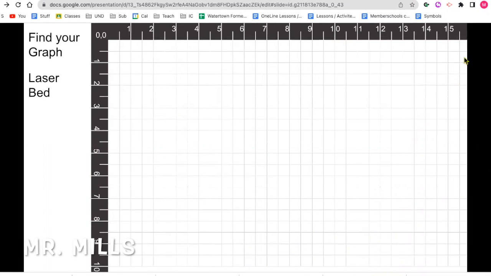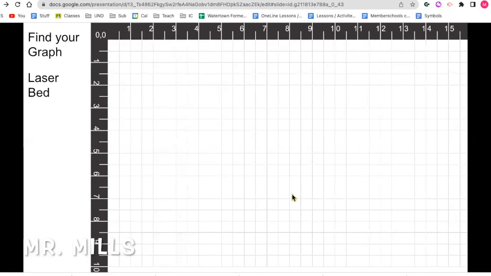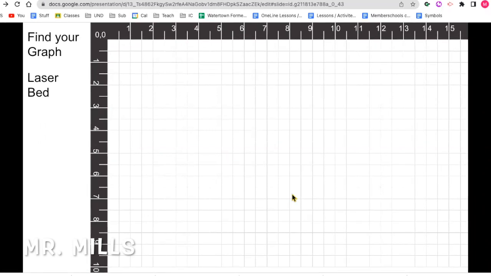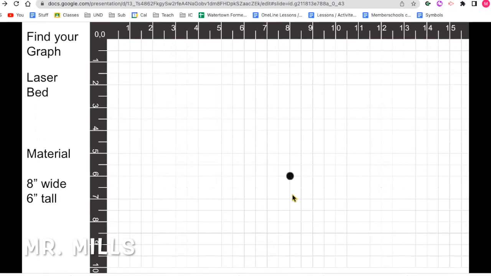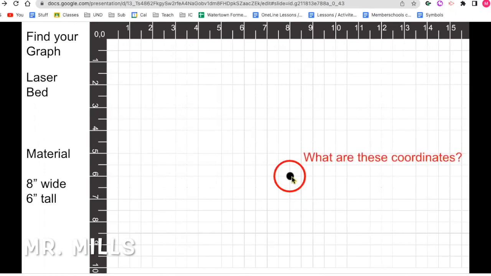So we could put a piece of wood up there, 16 inches by about 10 inches on our laser engraver. What I want you to do is we are going to take a piece of wood, and this piece of wood is going to be 8 inches wide, 6 inches tall. And we're going to plot this material out here on your workpiece. So I want you to take a pencil. You can draw some lines down if you want, but definitely put a dot where this should be. So when you plot this out, it's going to be right here.